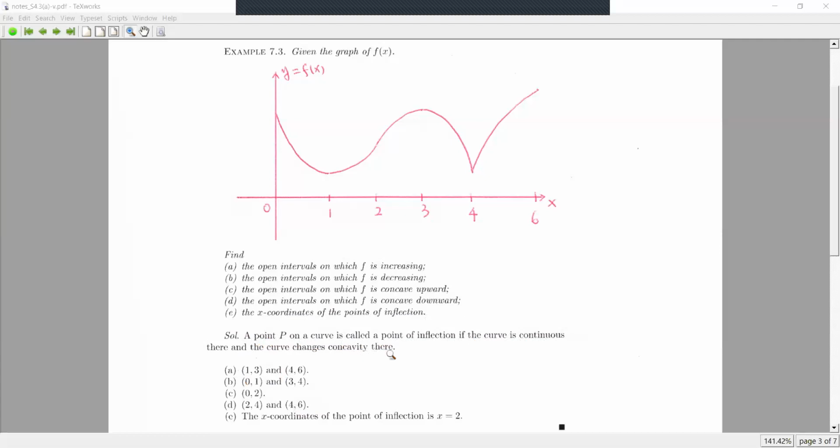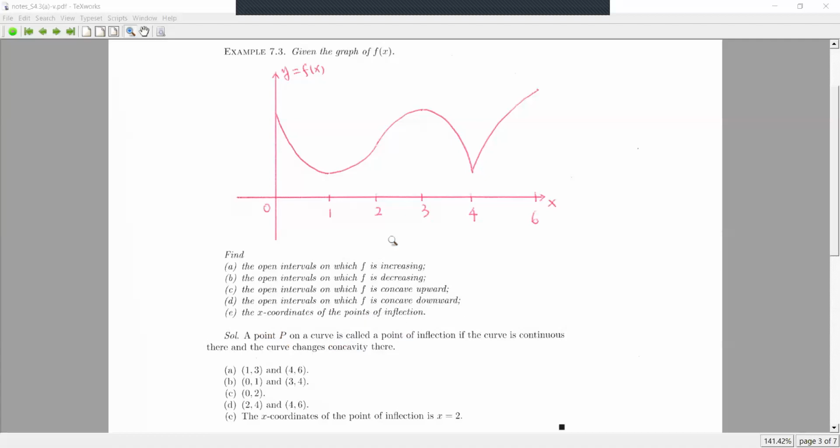That means that it changes, say, from concave down to concave up, or from concave up to concave down at the point. Then the point is a point of inflection. Okay. A point has x and y coordinates. Part E only requires us to tell the x coordinates of the points of inflection.